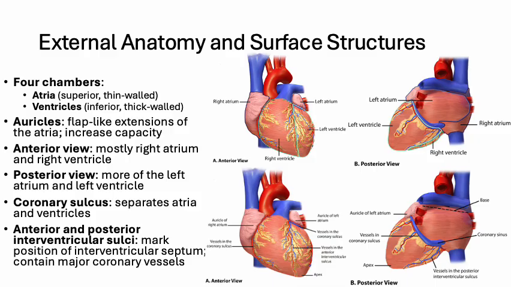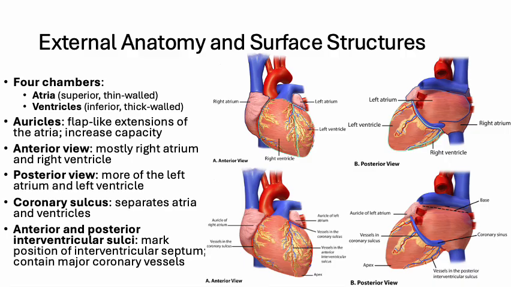Now that we've explored the heart's internal structures and muscular layers, let's turn our attention to the external anatomy, or what we would see looking at the surface of the heart. The heart has 4 chambers, the 2 atria on top and the 2 ventricles below. The atria are smaller and have thinner walls, acting mainly as receiving chambers. The ventricles, especially the left one, have a thicker muscular wall and function as the main pumping chambers.